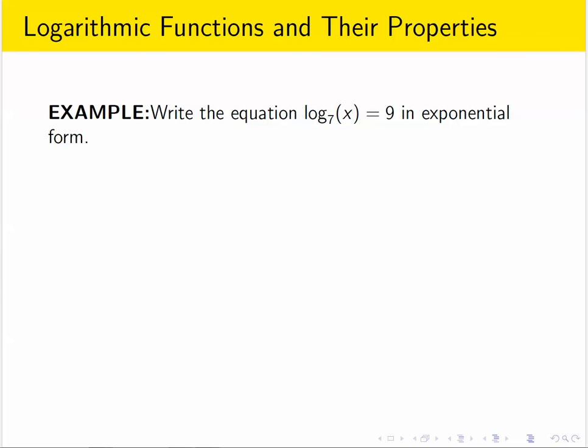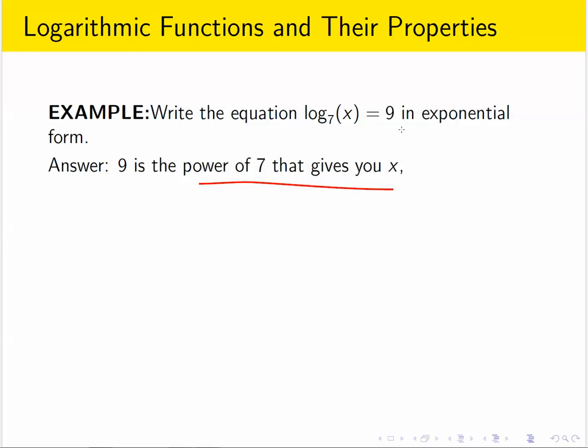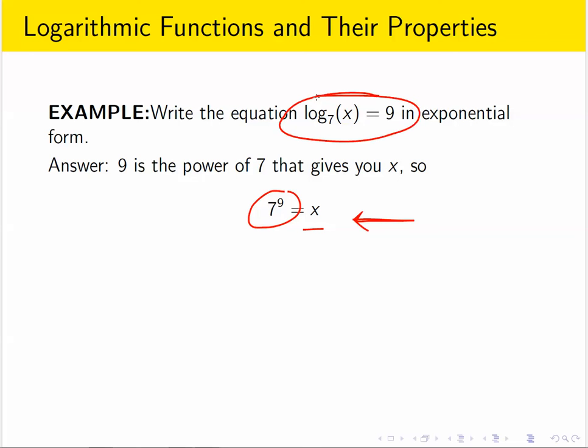It's useful to be able to go back and forth between those forms when we're trying to answer questions like this one. Let's write this equation, log base 7 of x equals 9, in exponential form. So what does that mean? Well, this is saying the power of 7 you need to get x happens to be 9. 9 is the power of 7 that gives you x. So, if I make 9 a power of 7, I'll get x. And that's it. This is the exponential form of the relationship. It's the exponential form of this equation.